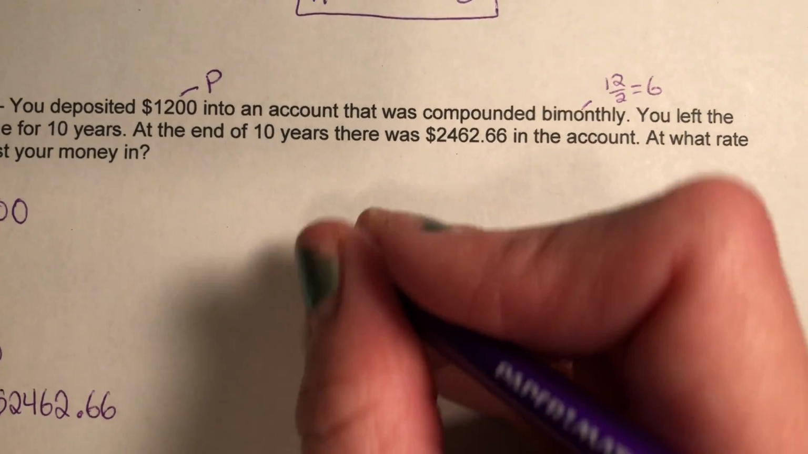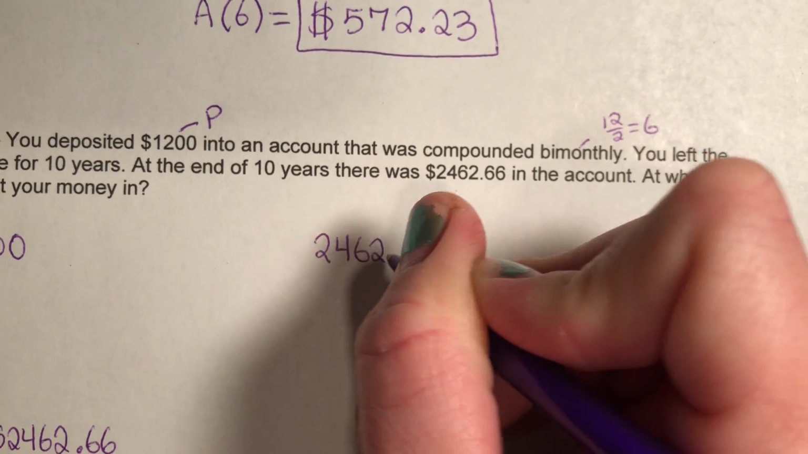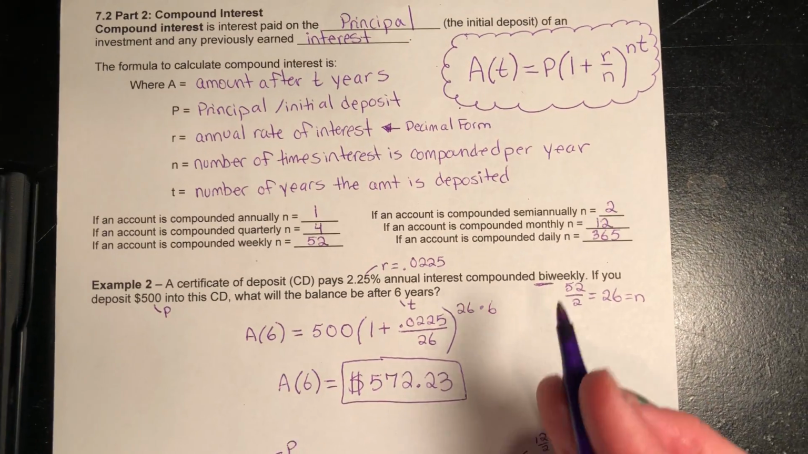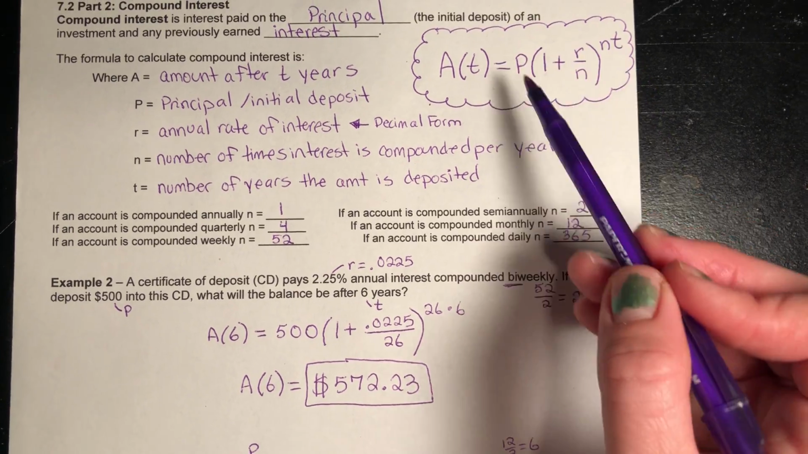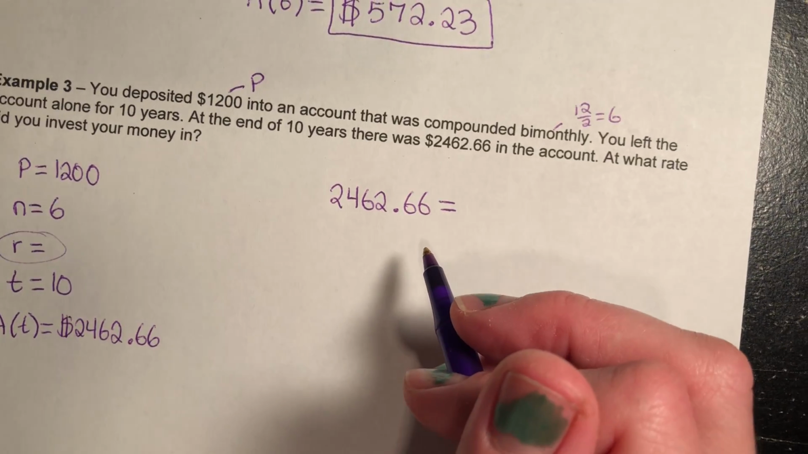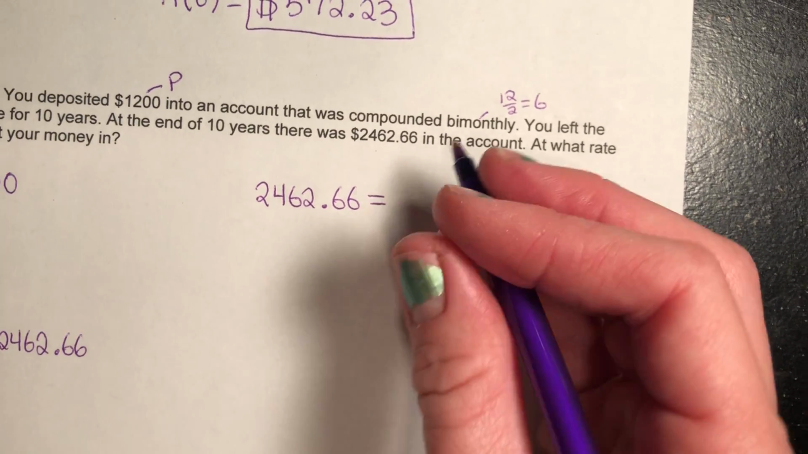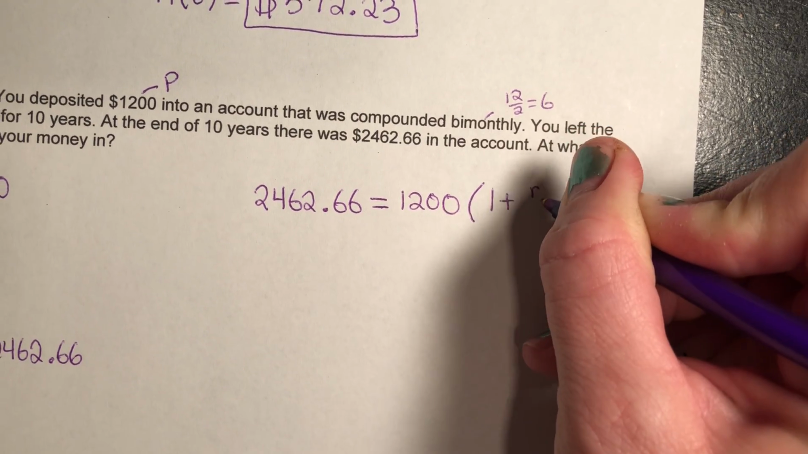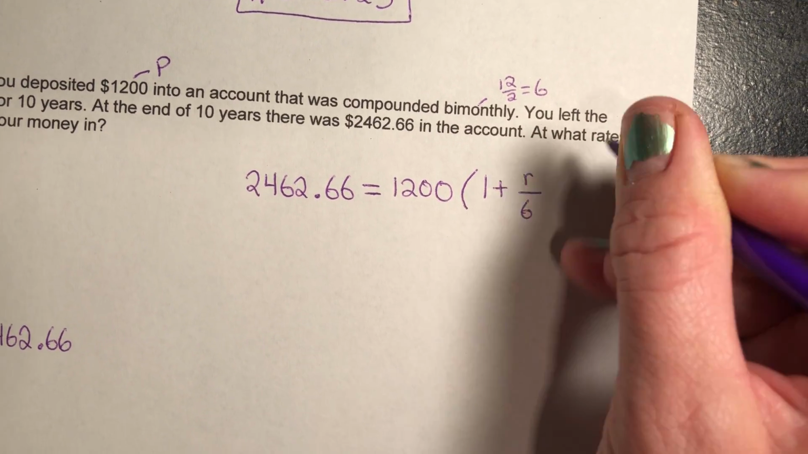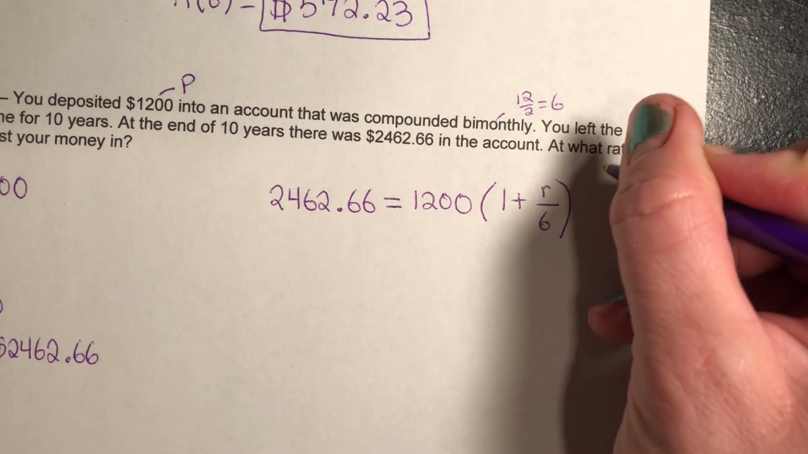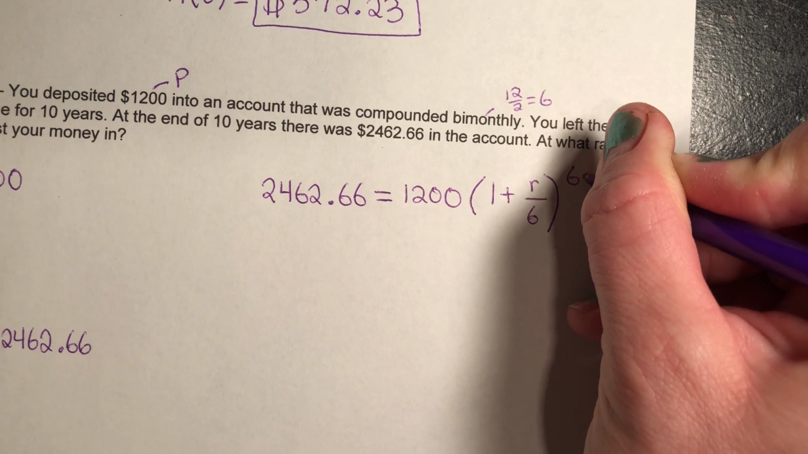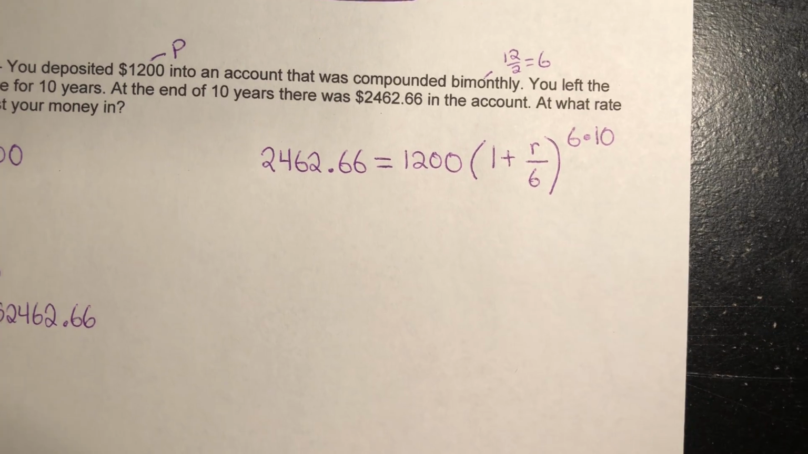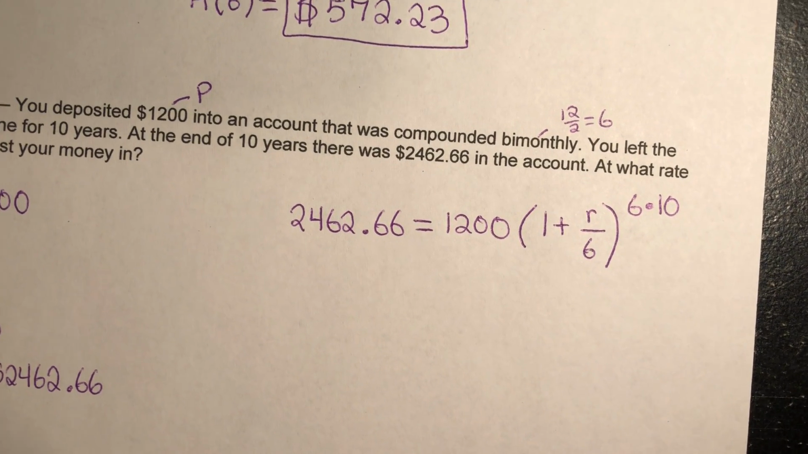Well, we can still plug everything in. So we're going to go 2,462.66 is going to equal, because again, if we look at that equation up there, our A of T equals all of this. So 2,462.66 is going to equal 1,200 times 1 plus R over 6, I'm going to close that up, to the 6 times 10. It's the 60th power. Well, okay, this one's a little bit more complicated. So we definitely need to be careful of what we're doing.